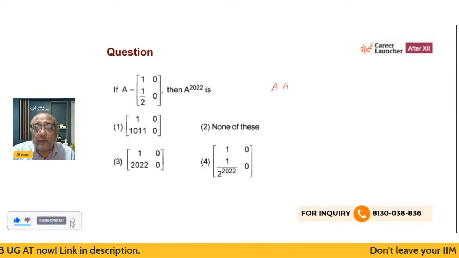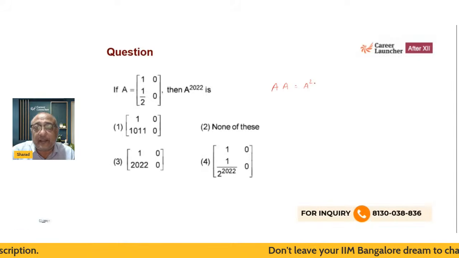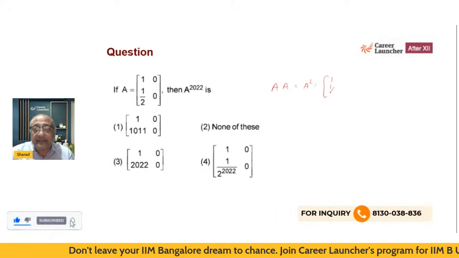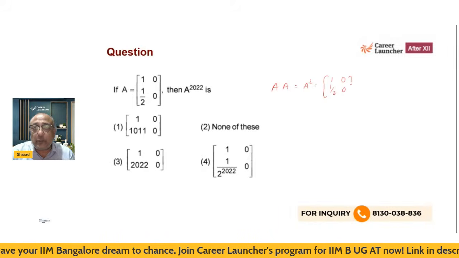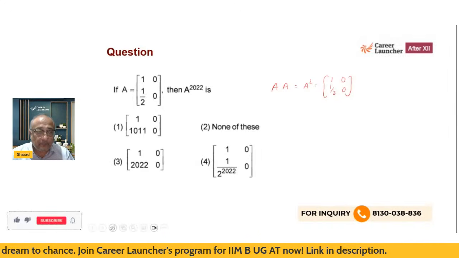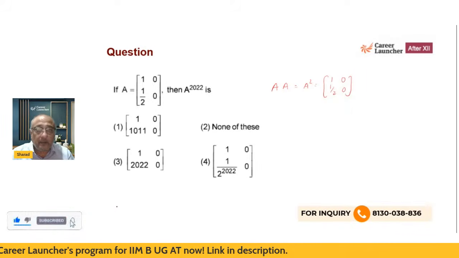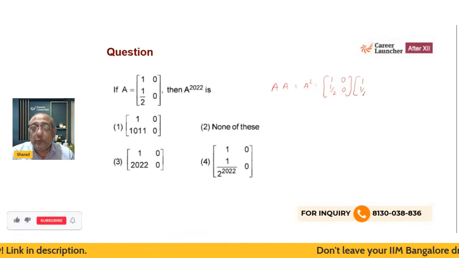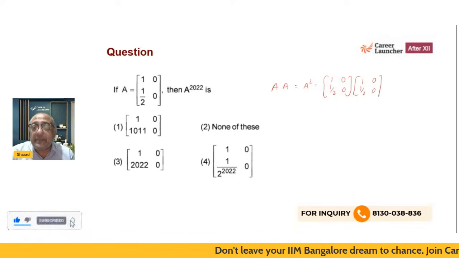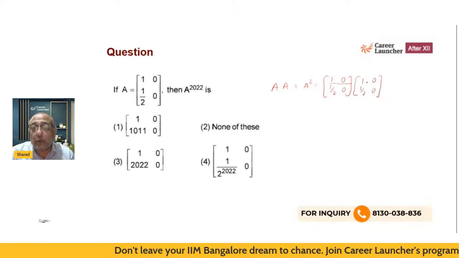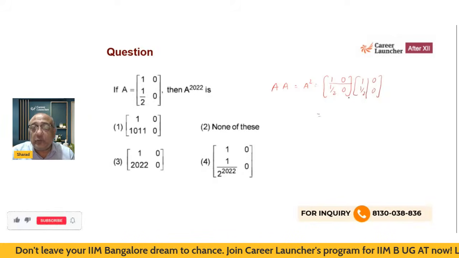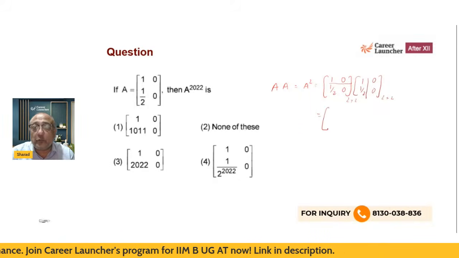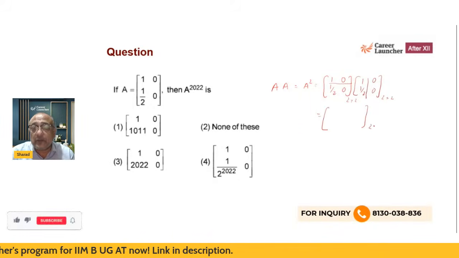First of all, we do A into A, which is known as A square. What is the best way to find this A square? We will write these terms, A as 1, 0, 1 by 2, 0, and over here again A, which is 1, 0, 1 by 2, 0. Please remember the concept which I have told you: take row, take column. It is 2 cross 2 and 2 cross 2, so the resultant matrix is also 2 cross 2. What is the resultant matrix? A square, also 2 cross 2.